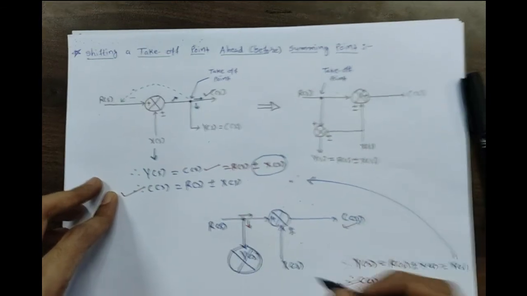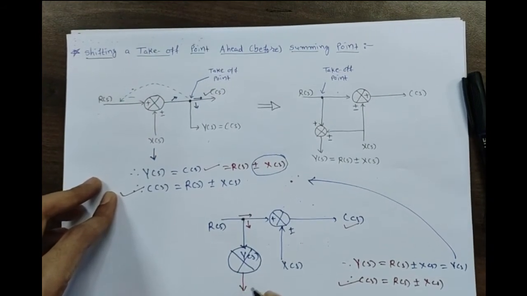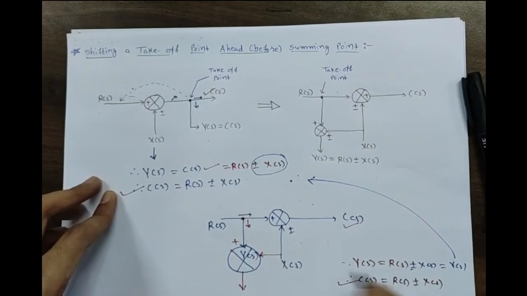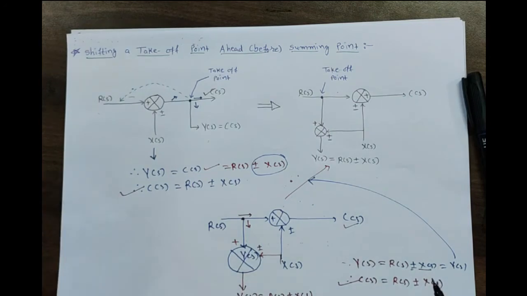Let me use another pen. So we add one summing point. Here it will be the plus sign, and we want to add plus or minus, that is why plus or minus x of s, that signal is coming from this side, x of s. So our y of s is now equal to r of s plus or minus x of s. You can see that right here. Okay, same network is shown.